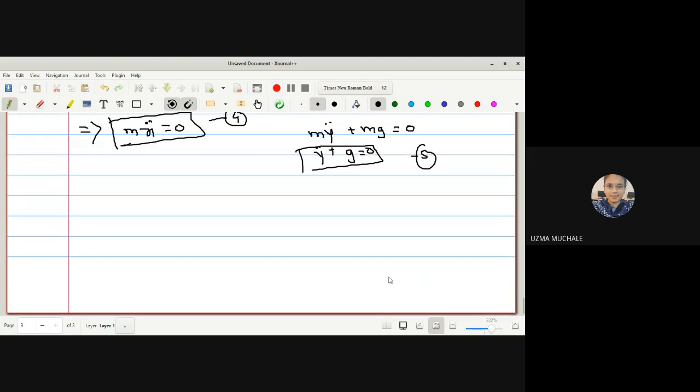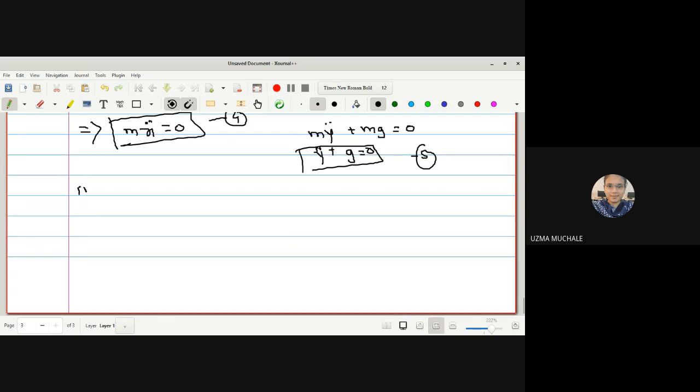Now we have to combine these equations to get the actual Lagrange's equation of motion for this example. For that, we will integrate and find the value of x and y, because here we get the equations in terms of x double dot and y double dot. Correct.